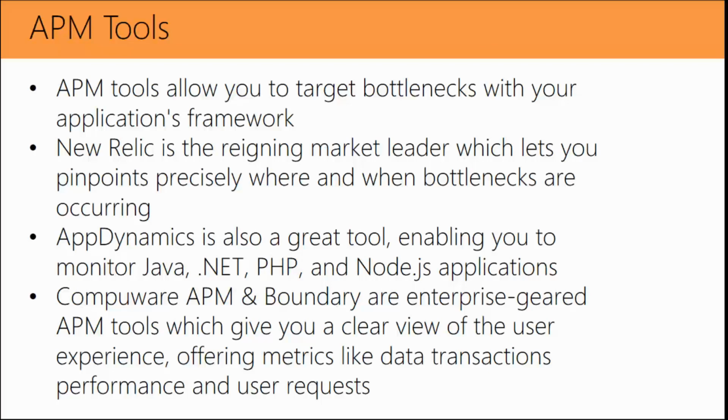Similarly, the second tool is AppDynamics. It's also a great tool, enabling you to monitor Java, .NET, PHP-based, or Node.js-based applications. And the third tool that I picked is the Compuware APM and Boundary. This is an enterprise-geared APM tool which gives you a clear view of the user experience, offering metrics like data transactions, even down to the very core fundamentals. So you'll get metrics like data transactions, performance, and user requests.